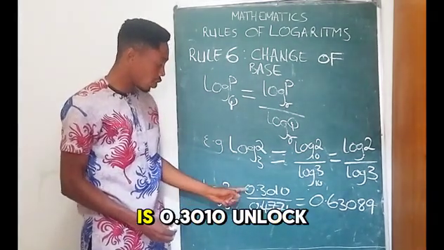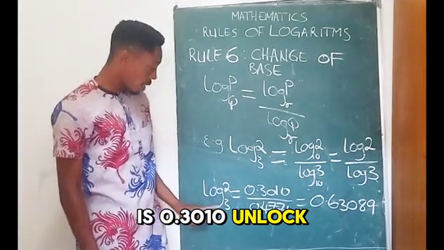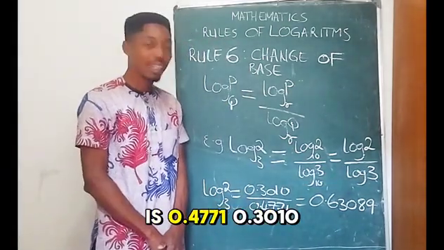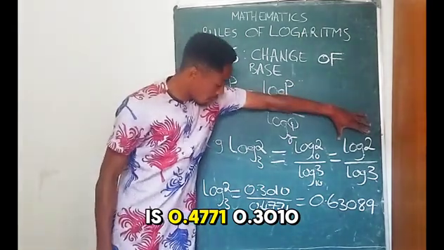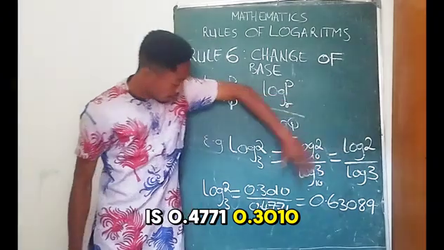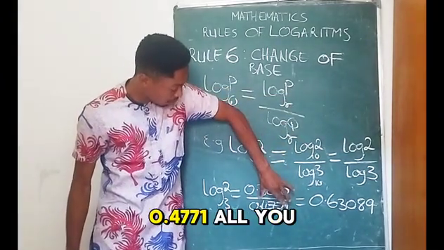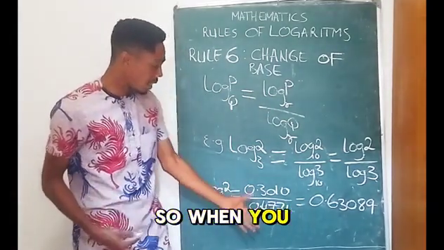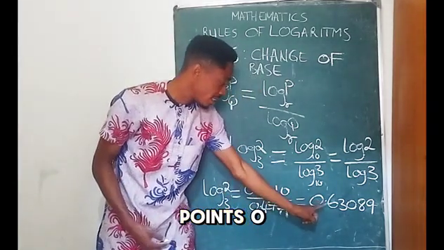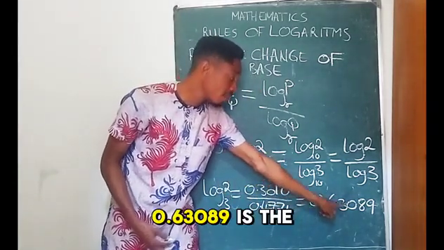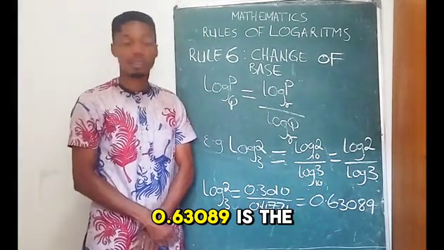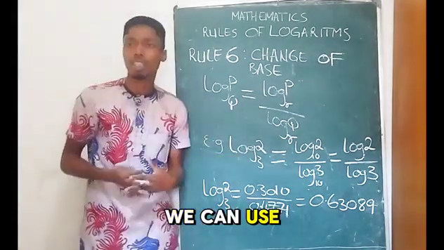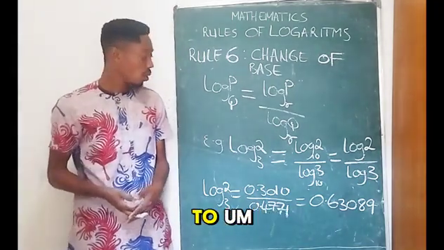Log 2 in base 10 is 0.3010, and log 3 in base 10 is 0.4771. Or you can confirm that with a four-figure table. You're going to see that right now. So when you find that, you're going to have 0.63089 as the value of log 2 in base 3. This is how we can use the change of base rule or the change of base law to solve a very simple problem.